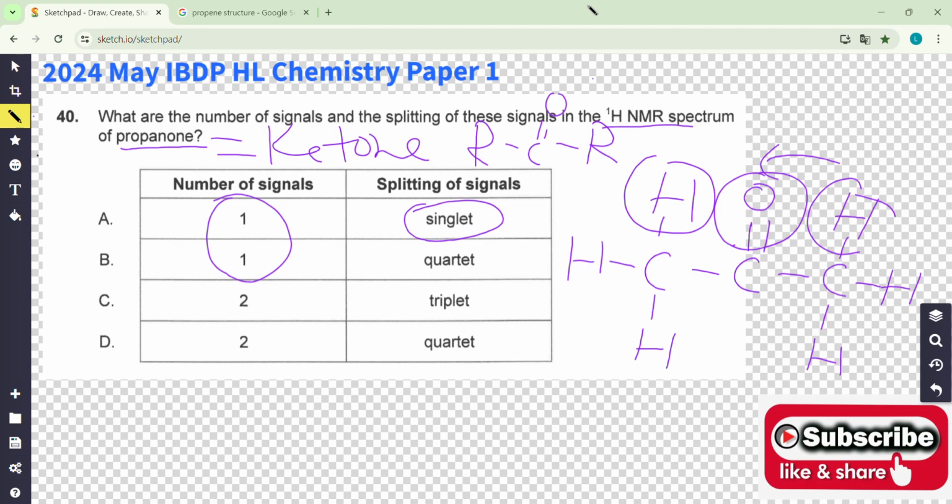So it's singlet. So the rule is, the number of splitting is the number of hydrogens in the neighboring carbons plus one. In this situation n is 0, so 0 plus 1 is just a singlet, one peak. So the answer is A.